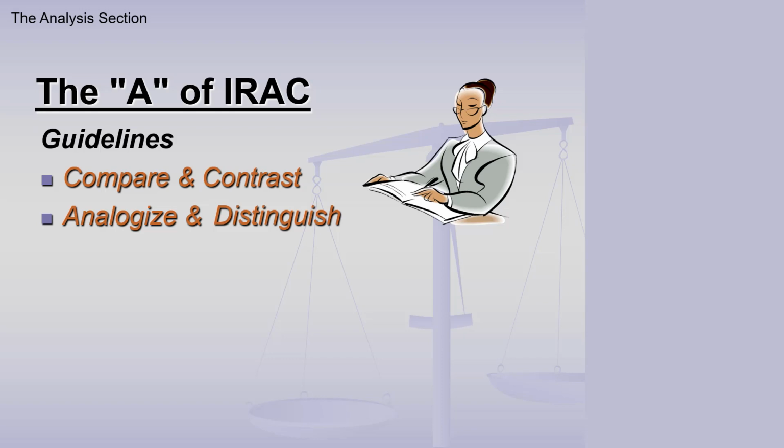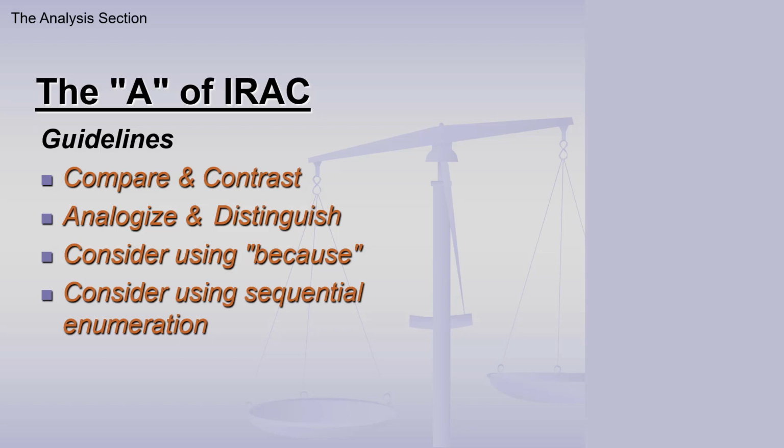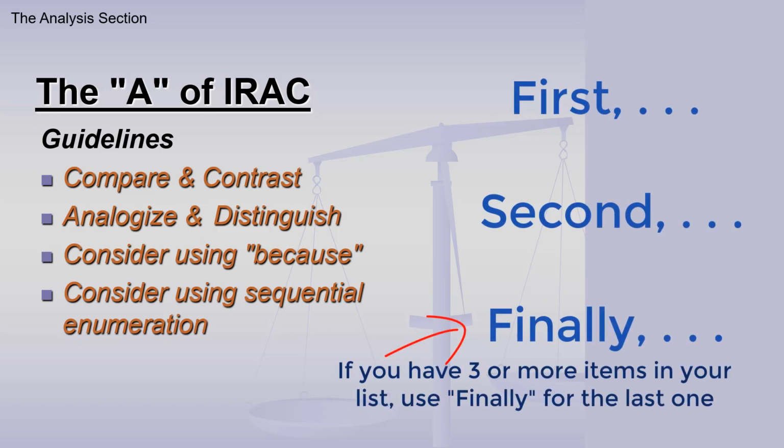We always need to be careful to explain why the legal framework produces a certain answer, so consider using the word because to force yourself as a writer to get your reasoning down. Consider additionally using sequential enumeration as an organizational device. This is when we use the words first, second, third, and so forth to structure part of our paper.